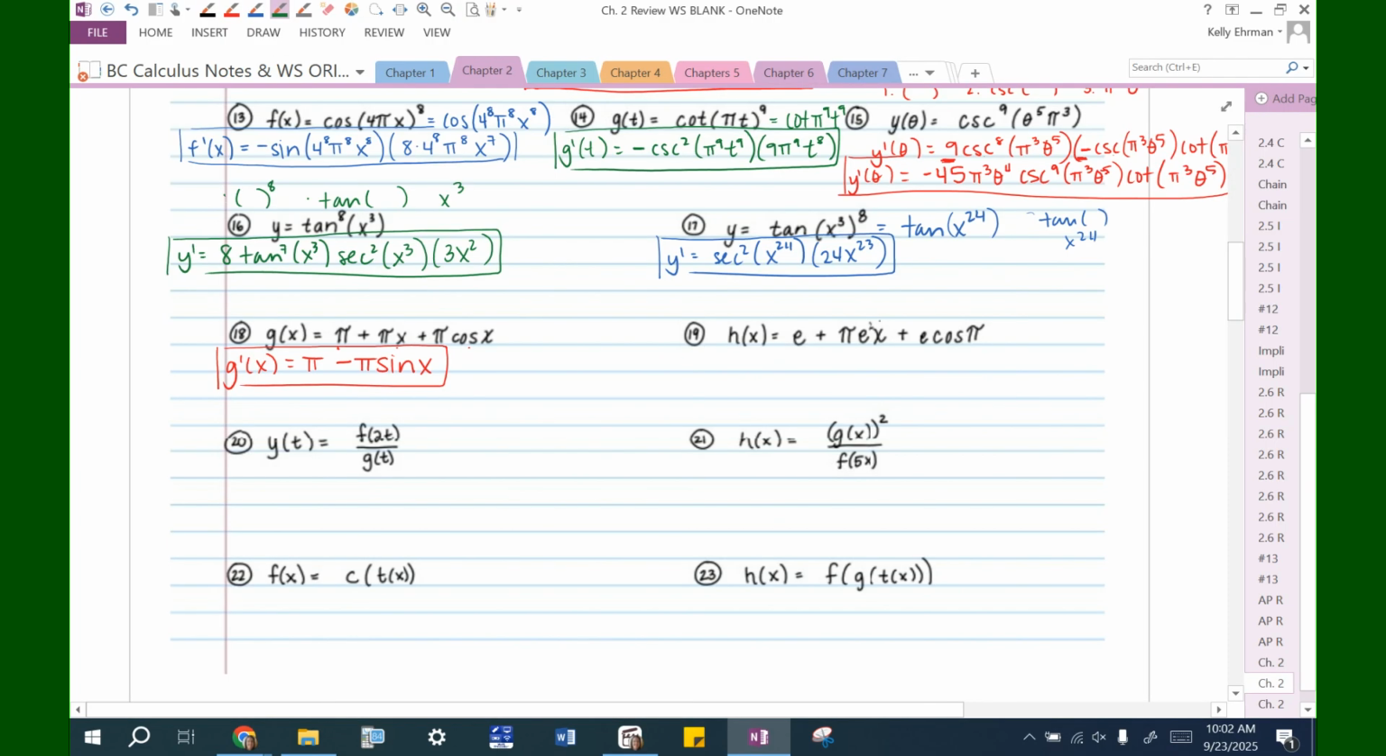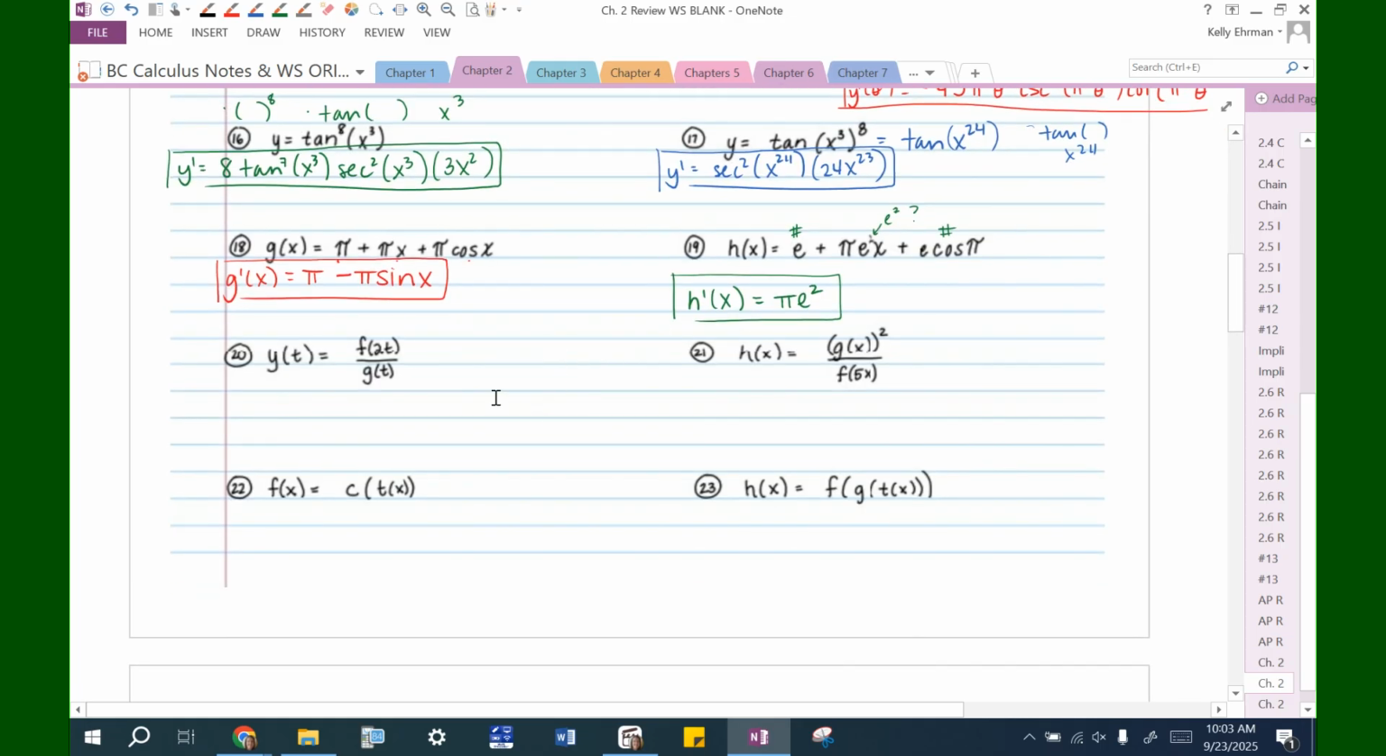For this one, I think that says e squared. I'm going to treat it like an e squared. It's just a constant anyway. So h prime of x, the derivative of e is 0. That's a constant. The derivative of pi e squared x just becomes pi e squared. The derivative of e cosine pi, that's a number. So that's derivative 0. So this is my derivative.